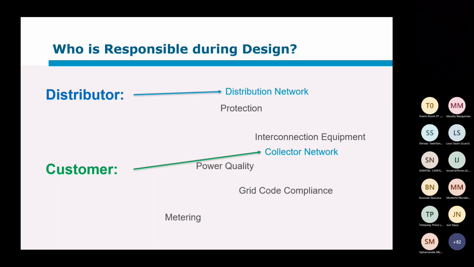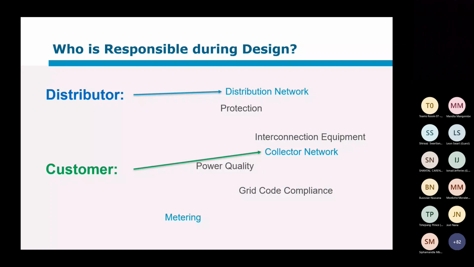It still remains the distributor's responsibility for the distribution part of the network. So even if the customer is going to do the designs and the construction under a self-build agreement, it is still the distributor's responsibility to make sure that all the necessary checks are in place. Okay. Oops, I've given away the answer there.